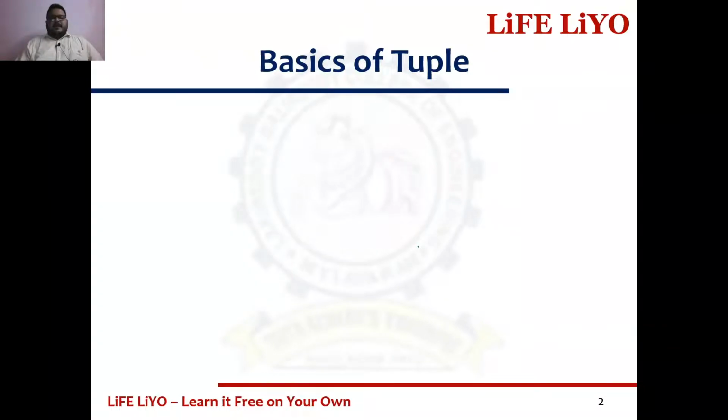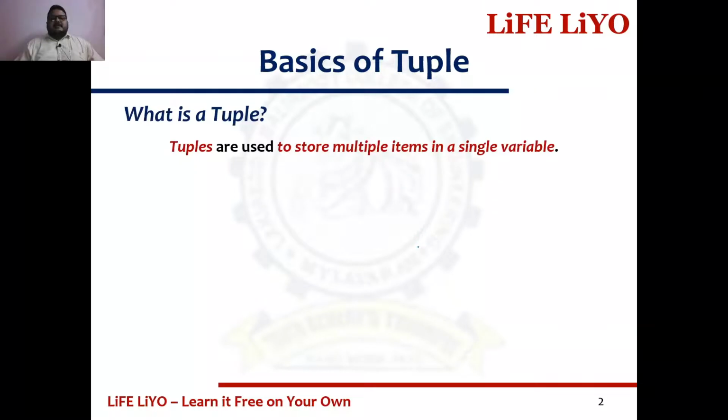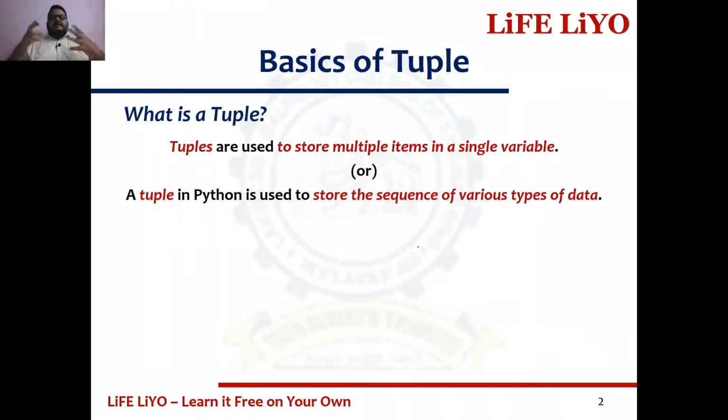So we know that a tuple is a sequential element in Python. What do you mean by sequential element? A sequential type means it is going to hold different elements in one place. So a tuple is used to store multiple items in a single variable, or we can also say a tuple in Python is used to store a sequence of various types of data.